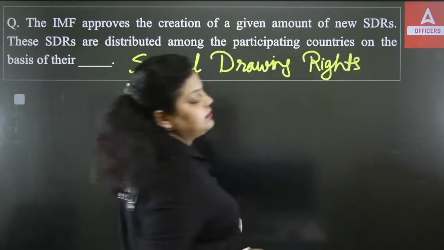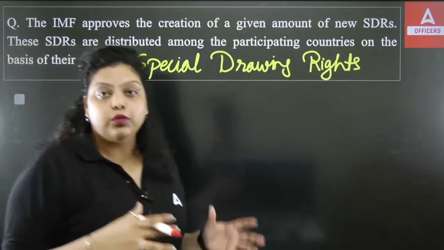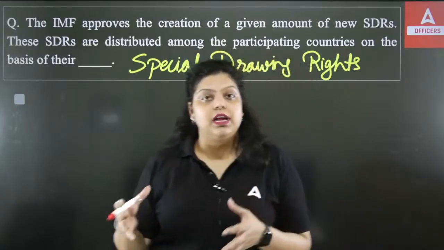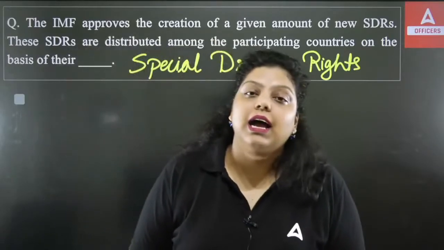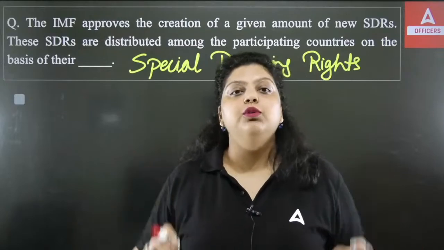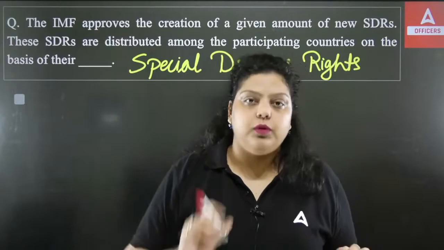Now, what is a special drawing right? A special drawing right is also known as the unit of account of the IMF. Now, what is the unit of account of the IMF? So, first of all, the IMF is the International Monetary Fund. It has certain member countries and it has a certain currency for itself. Let's say if you are in India, you have to use the rupee. If you are purchasing goods, selling goods, whatever you are doing, you have to use the rupee.